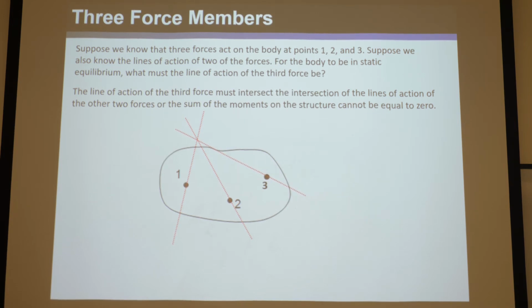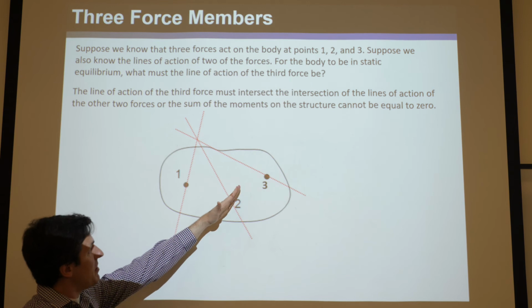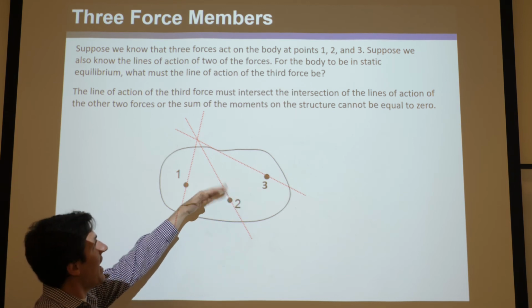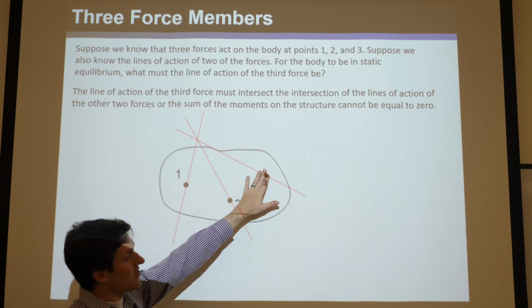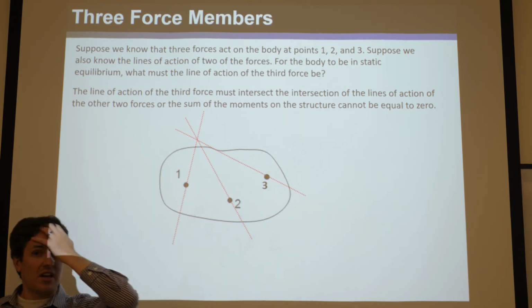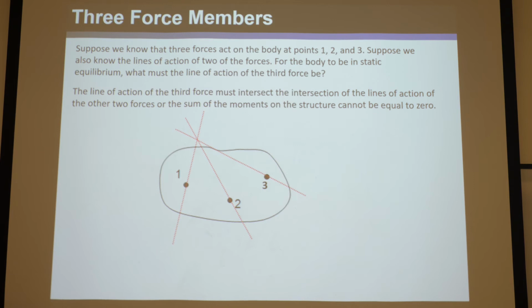Now, what if the lines of action I gave you for 1 and 2 were parallel? Well, then those two parallel lines intersect at infinity, and you'd still want this third line to intersect where they intersect, which is at infinity. So you'd make it parallel with them. That would be the way to have the third line of action still intersect the intersection of the other two, if all three are parallel. Okay? And then you could balance things and make it work.